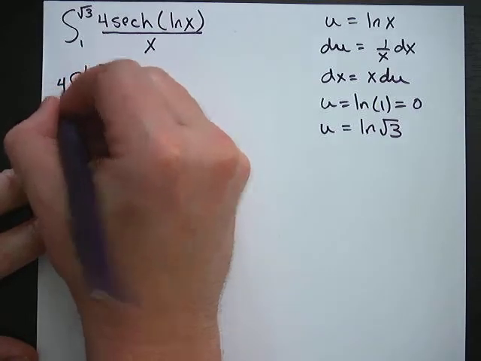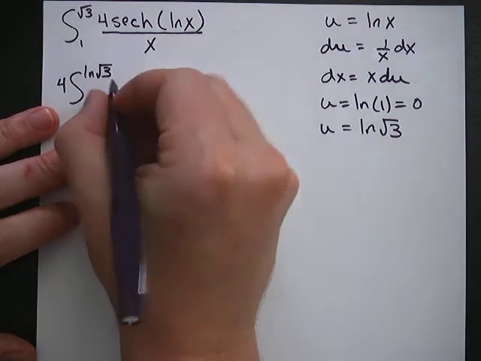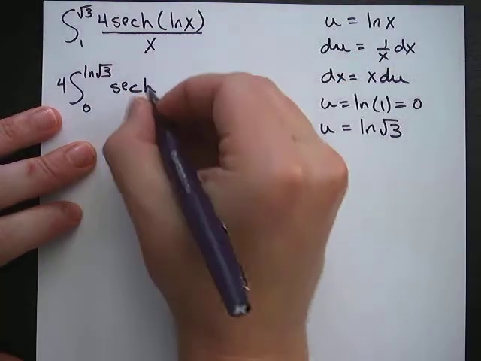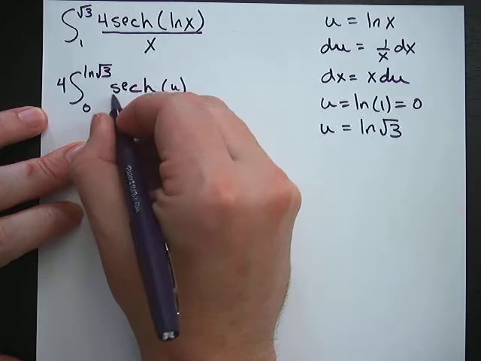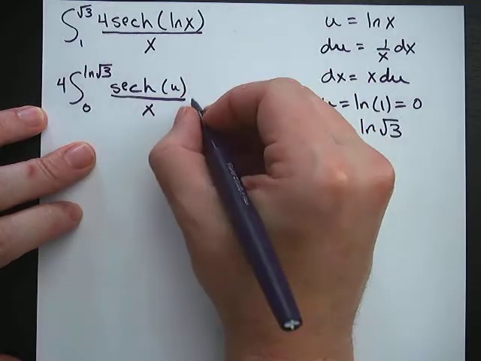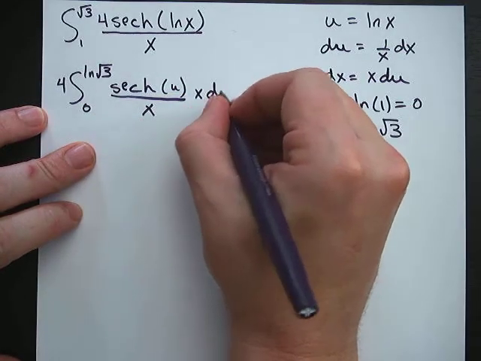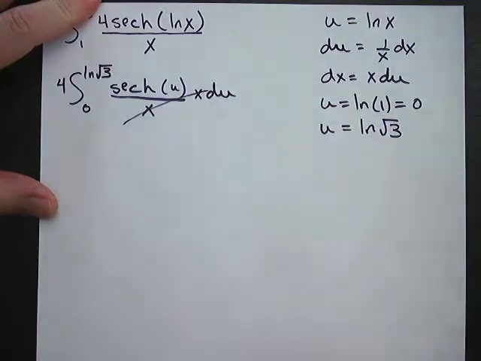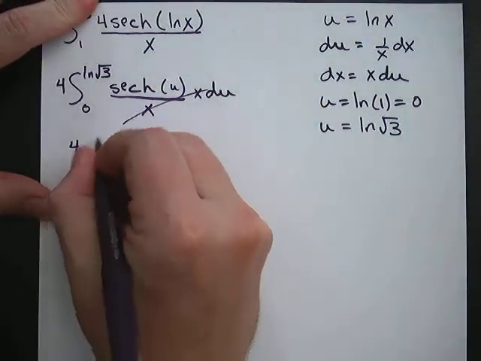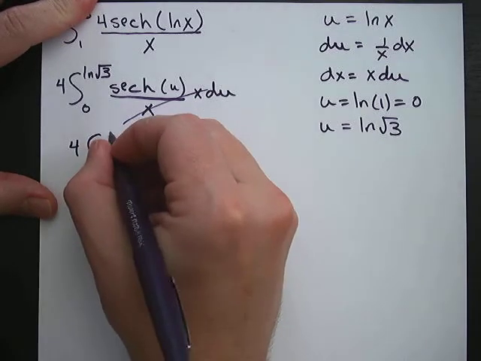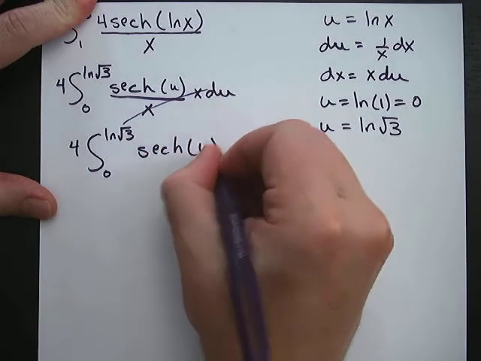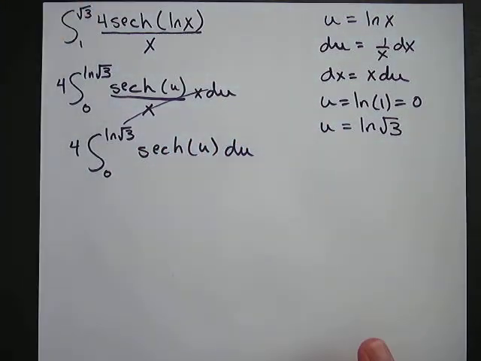Let's put our 4 out front again like we did last time. And we have secant h, the hyperbolic secant function, of u. And then, of course, we've got our x on bottom, and we've got our x du on top, which means that those x's cancel. That's the reason that we use the ln substitution, because this would happen. Okay, so you cancel both of those out. So you get 4 times the integral from 0 to ln square root of 3 of secant h of u du. Okay, so it looks a little easier.